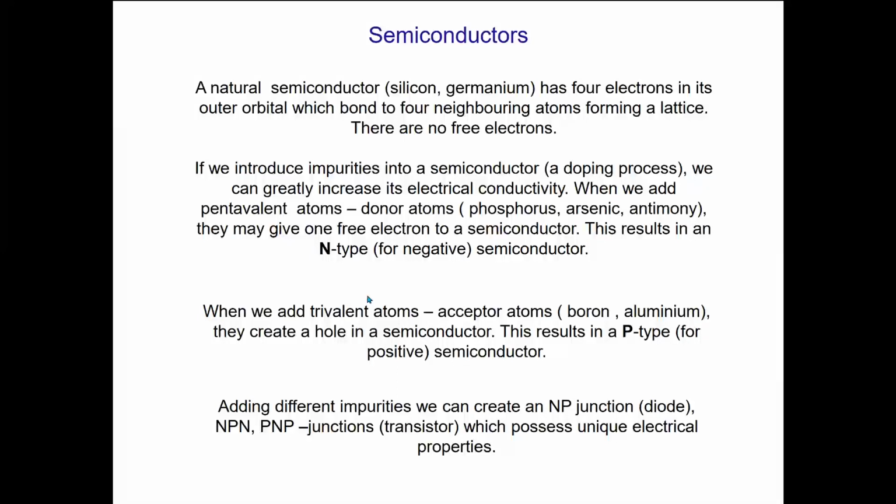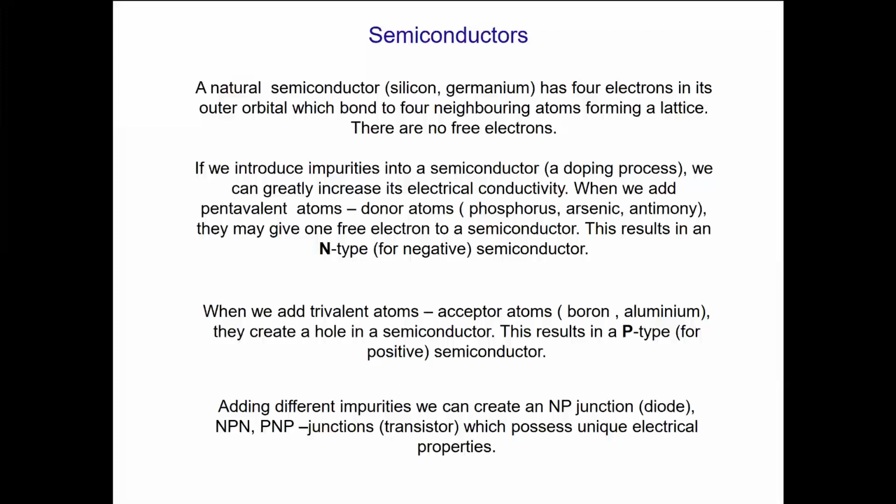When we add so-called trivalent atoms or acceptor atoms, which have only 3 electrons in their outer orbitals, they can bond with silicon atoms, but as a result, there will be 1 broken bond, because 1 bond in the silicon cannot bond to these acceptor atoms, and it will become a kind of broken bond or a missing electron.